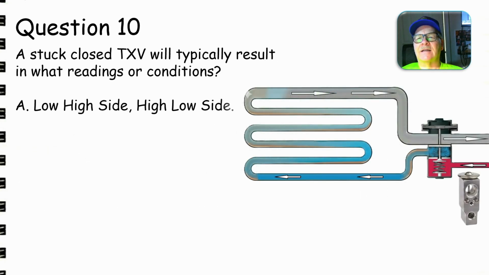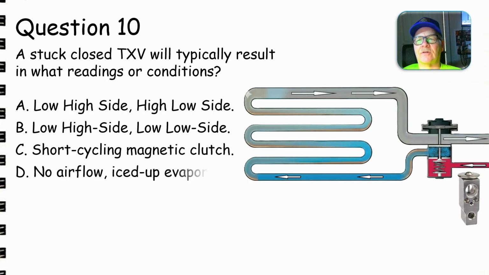Okay, question 10. A stuck closed thermal expansion valve will typically result in which readings or conditions? Low side high, high side low, low side low, high side low, low side low, short cycling magnetic clutch, no airflow, or iced up evaporator.